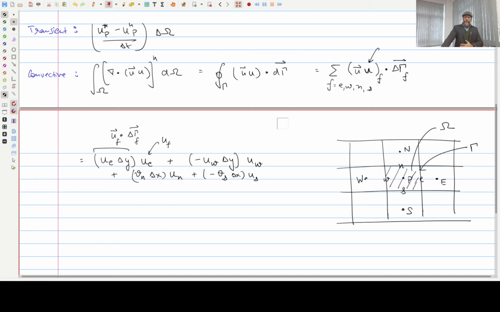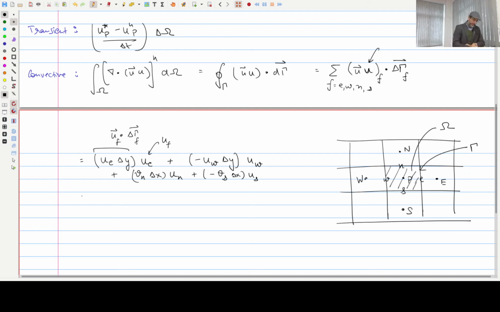So in the finite volume approach, what we do is first we write the finite volume equation, and then we go from there to discretization. So this is the finite volume equation that we have, and the next step would be to write this in the nodal form. So that we'll do later.